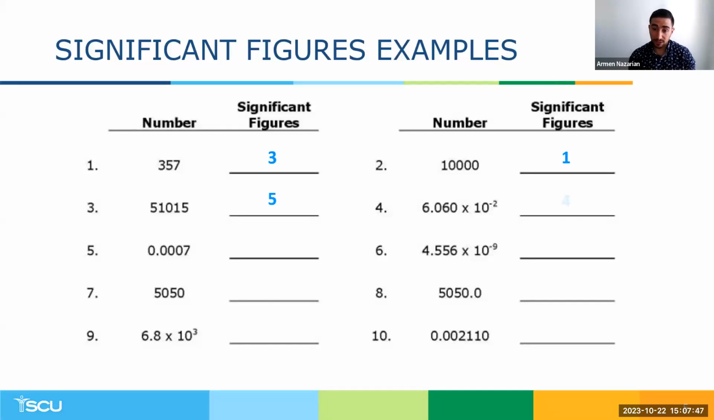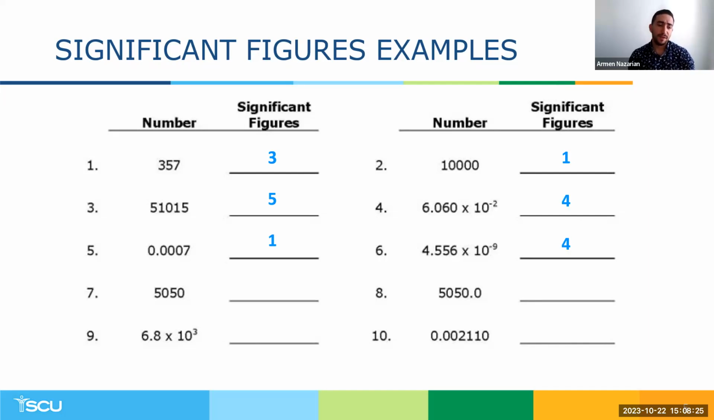Number 6.060 has 4 significant figures. Why? Well, the first zero is sandwiched between two non-zero digits, so that counts. And the second zero comes after a non-zero digit and after a decimal point, so that also counts as significant. Number 5 has only 1 significant figure. Why? Because all those zeros are coming before a non-zero digit. Number 6, again, is in scientific notation, so we only count the significant figures in 5.4456, and those are all non-zero, so that's 4.